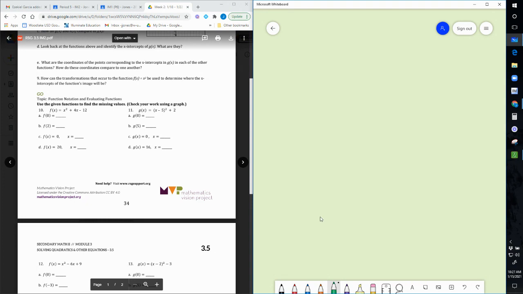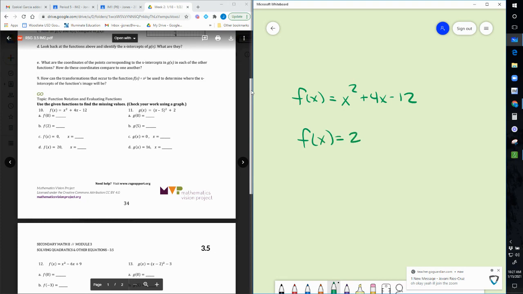All right, next one. What if it's the same question, but it said f of x equals x squared plus 4x minus 12. Same question, but now it's saying if f of x equals 20, look at D right there. If f of x equals 20, what does x equal?